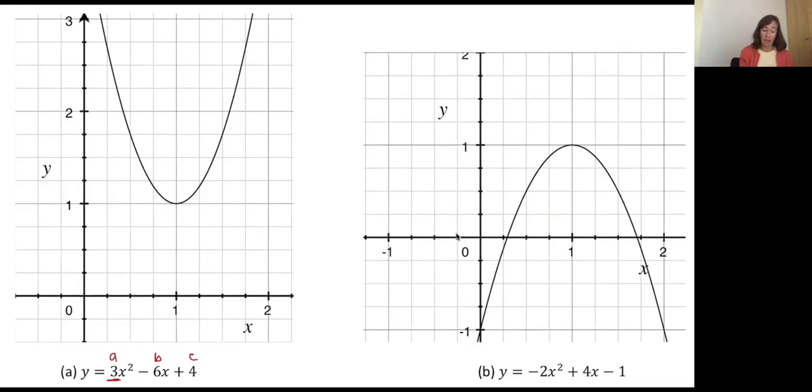Whenever you have an a that is greater than 0, the parabola is going to have this kind of shape. It opens upwards. We'll also be noticing that it has this turnaround point that's a minimum point. In the cases where a is less than 0, a negative number, like we have here, the parabola opens downwards. The turnaround point is a maximum.